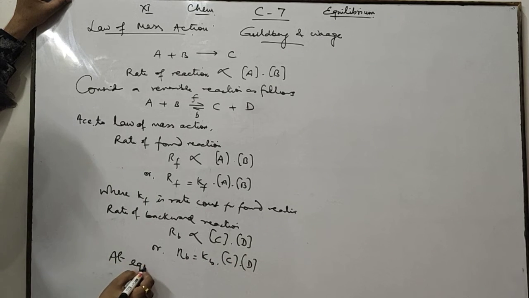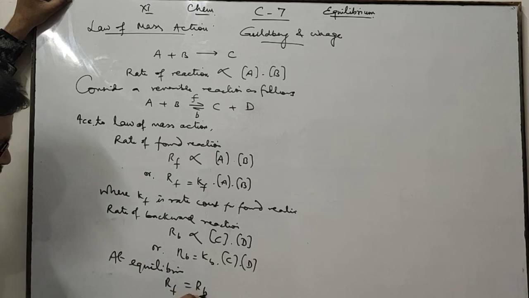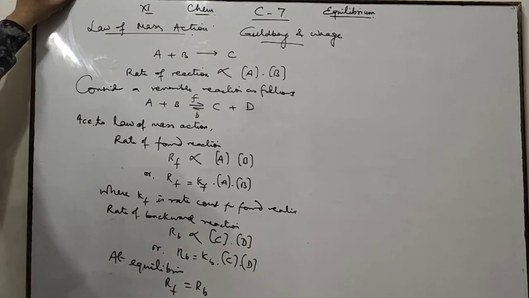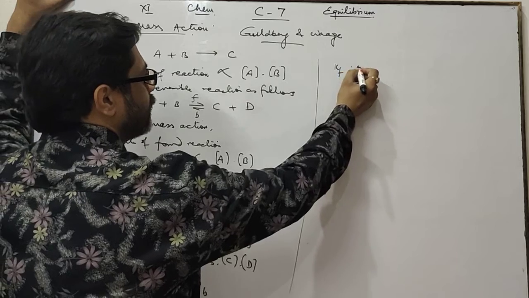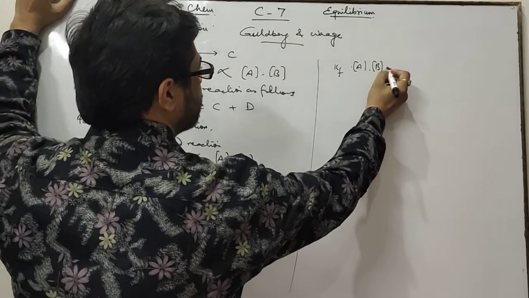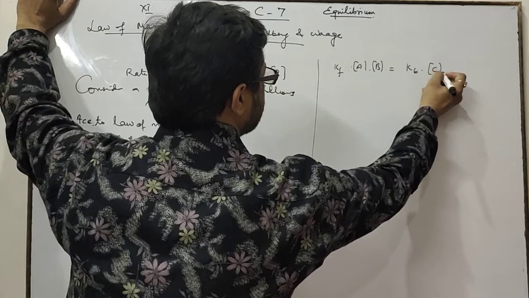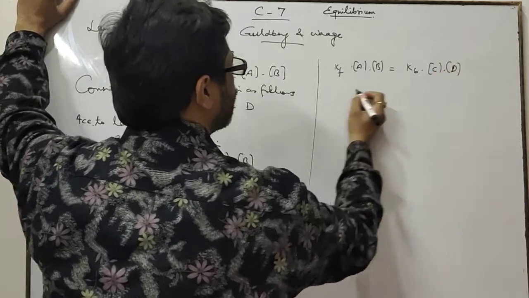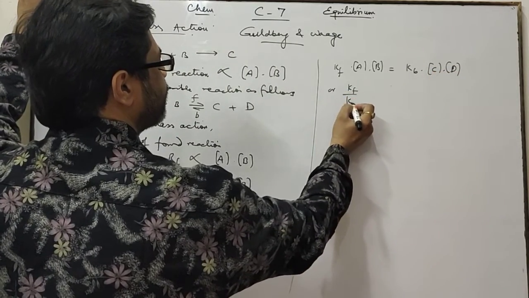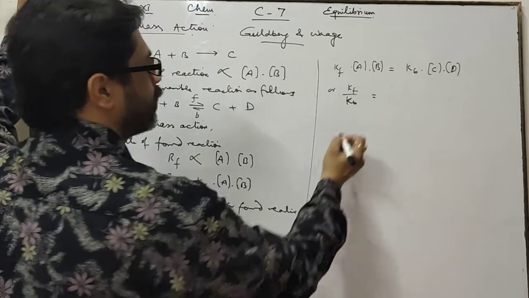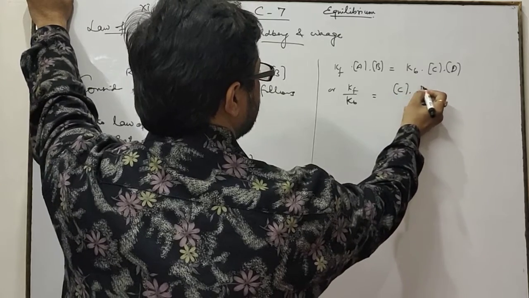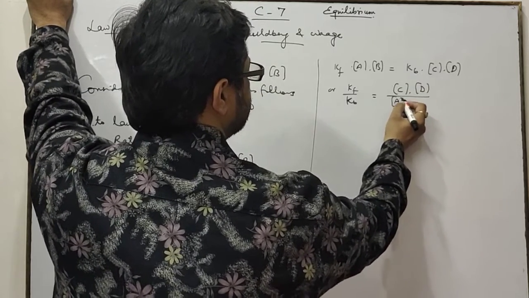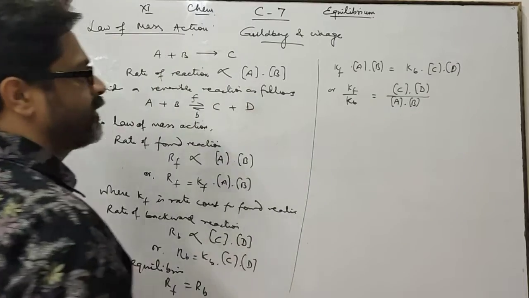You know that at equilibrium, the rate of forward reaction becomes equal to the rate of backward reaction. So that Kf into active mass of A into active mass of B equals Kb into C into D. On cross multiplication, Kf by Kb equals active mass of C into active mass of D upon active mass of A into active mass of B.